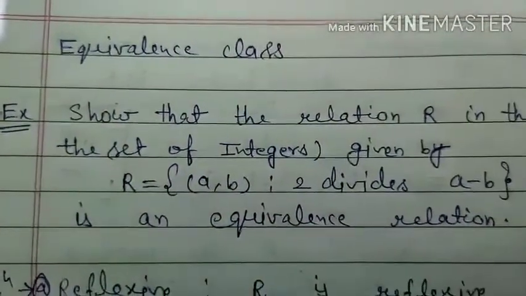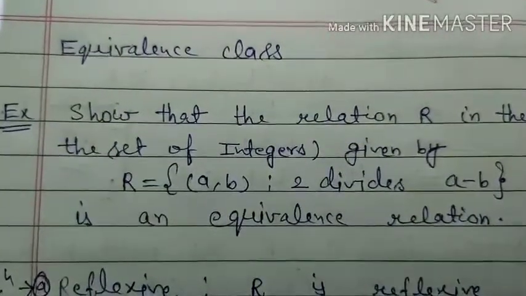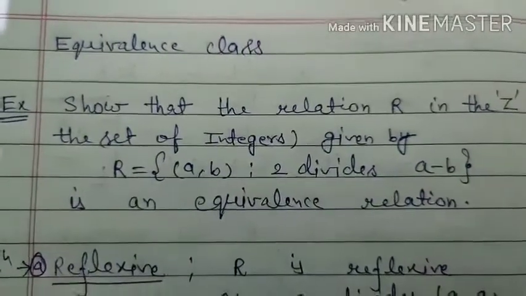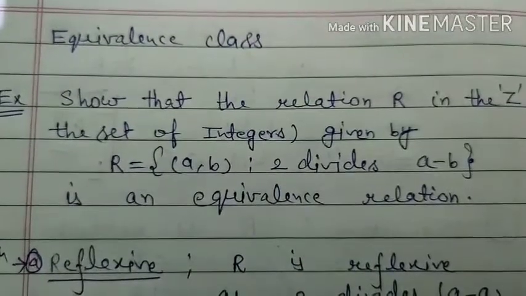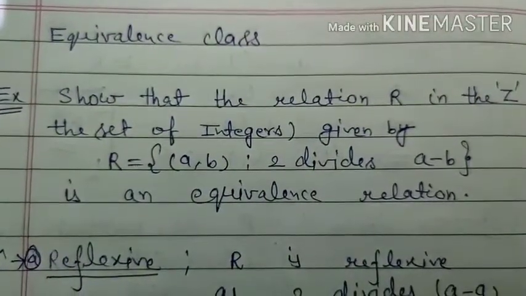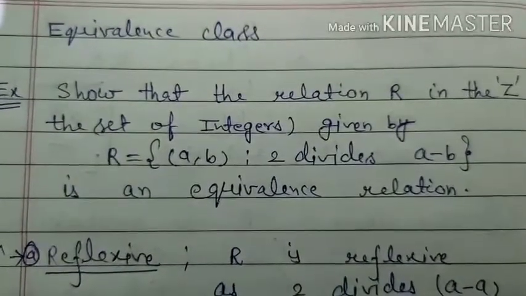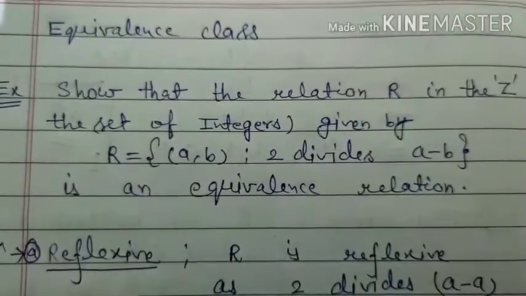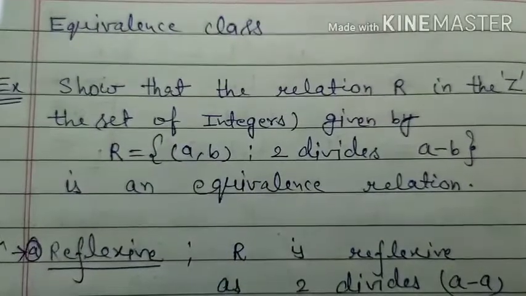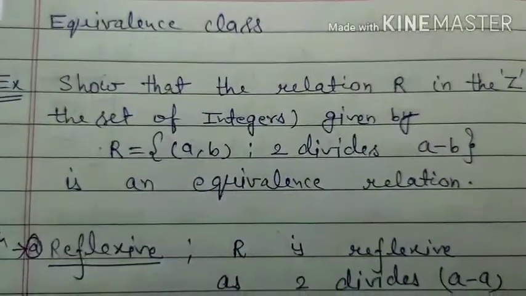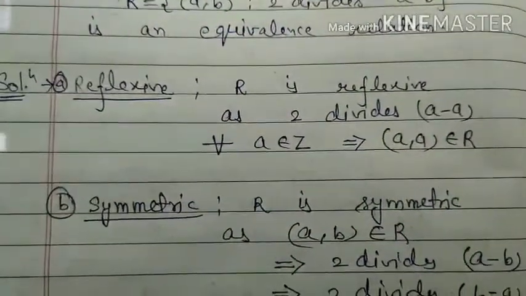In this video, I will explain equivalence class. To understand this concept, we have to go through this example. Show that the relation R in Z, the set of integers, given by R equal to (a, b) such that 2 divides a minus b, is an equivalence relation. Now we'll prove the equivalence relation as we were doing in the first video.